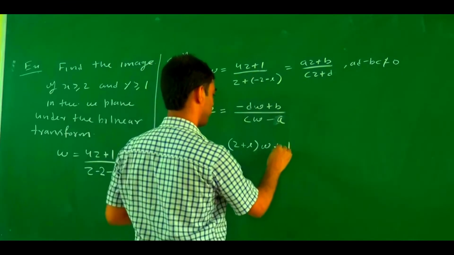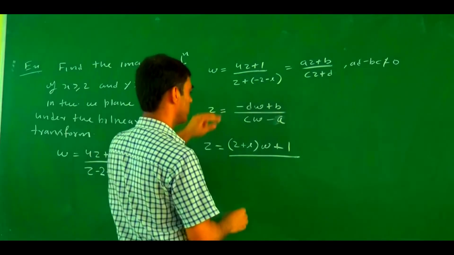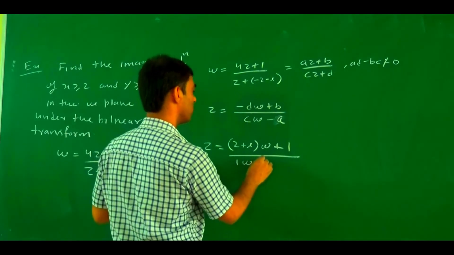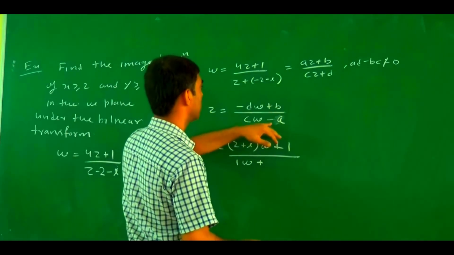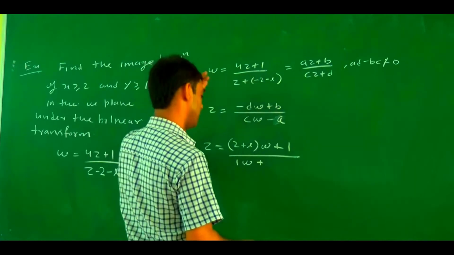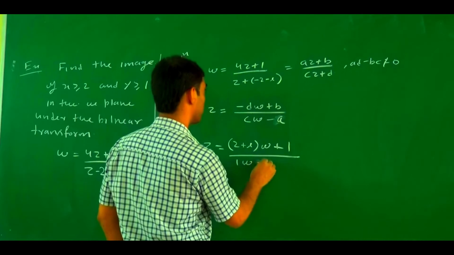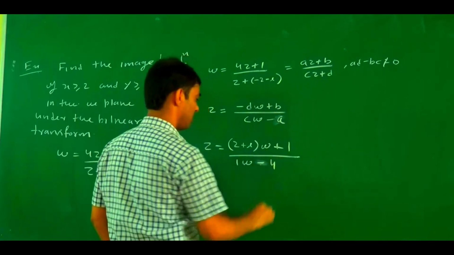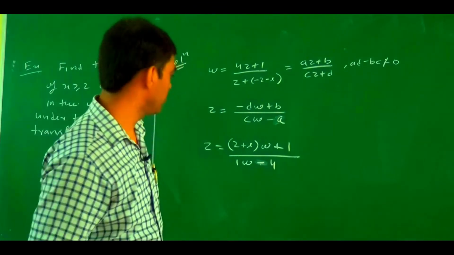w, plus what is b? b is 1, divided by c. What is c? c is 1, w plus d. d is minus a, and a is 4. So this becomes w minus 4. So this one is z.